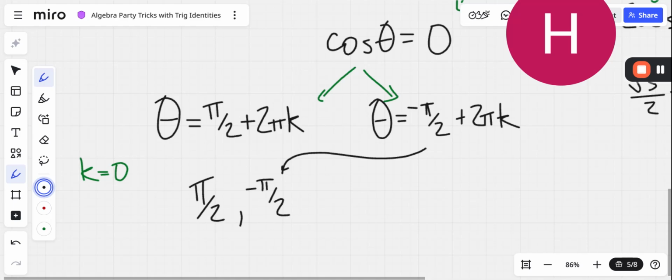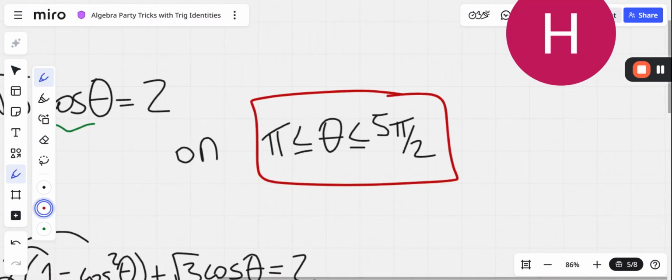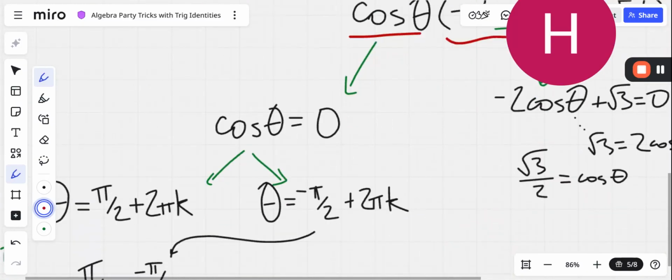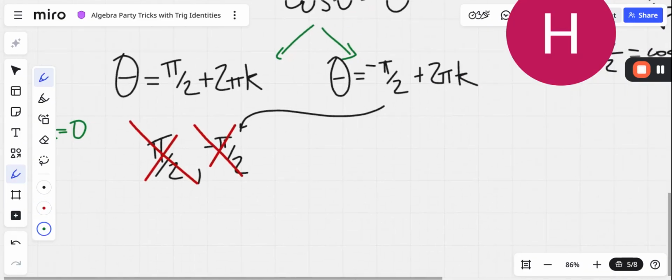But you need to check something carefully when you're solving trig equations. You might be given a domain or an interval, which we were. We're given this strict interval from pi to 5 pi over 2. So our theta values need to be at least pi, and the greatest they can be is 5 pi over 2. So let's see what that would give us. Well, these are not in range, so neither of them are accepted. We reject those answers.